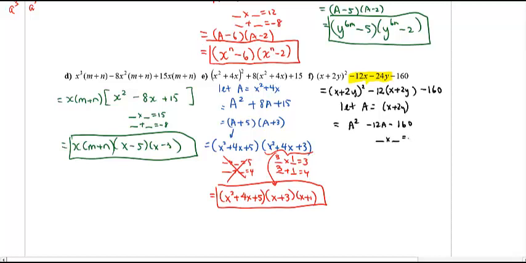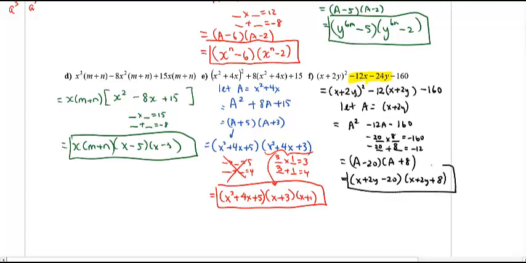Once again, let's see if your multiplication skills will help you. Two numbers multiplying to negative 160 and adding to negative 12. 20 and 8. Good. Which one's negative? Negative 20. Good. So a minus 20 times a plus 8. And don't forget to resubstitute everything back in. So x plus 2y minus 20 times x plus 2y plus 8.